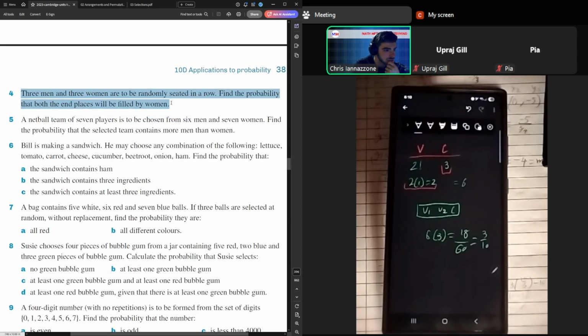3 men, 3 women are to be seated randomly in a row. Find the probability that both of the end places will be filled by women. Let me see, did I find a shortcut for this? I didn't write a shortcut, but the final answer seems like it could be. Anyway, either I'll take a final answer or we could do it step by step. So either have at it or let me know.